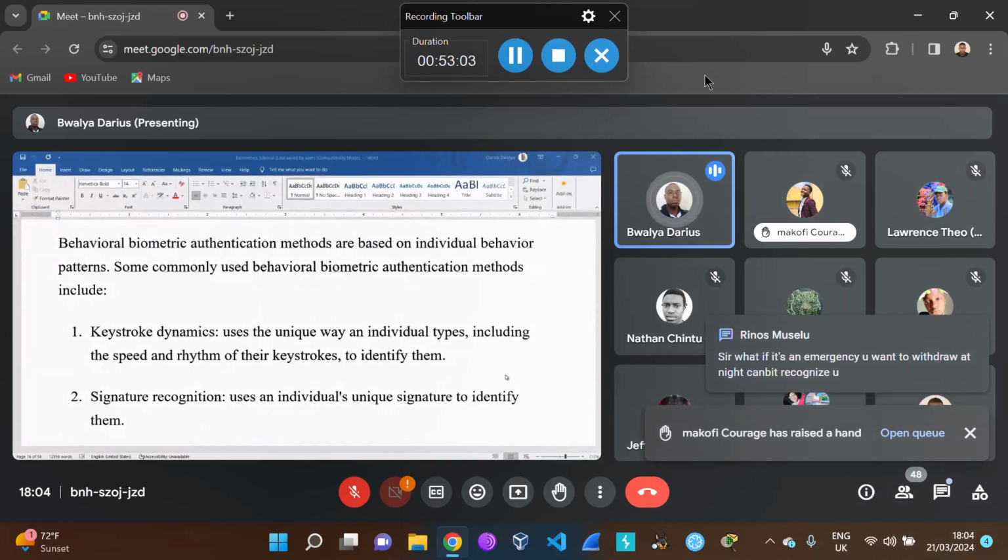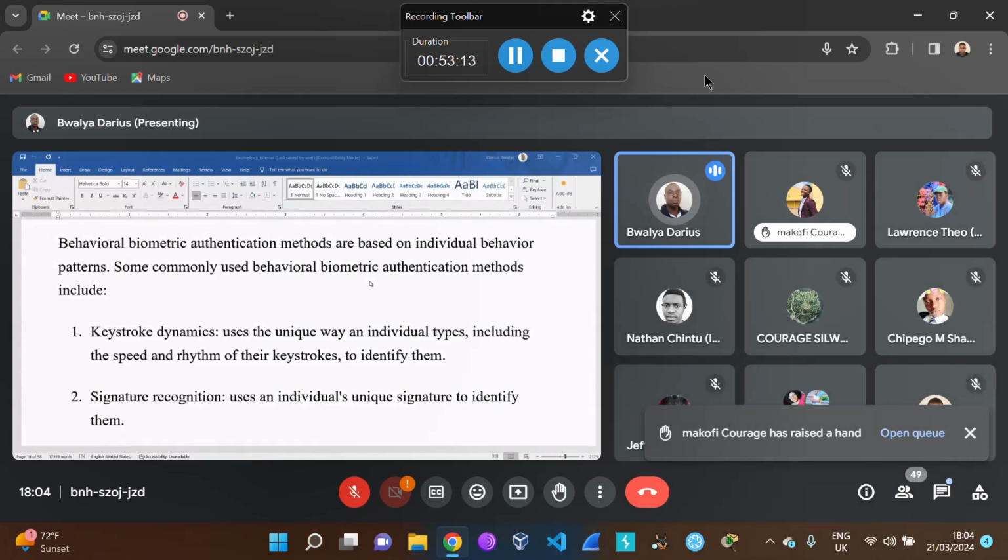But you'll see what else is considered as we learn. The pressure that you apply as you key in on the keyboard also matters. Remember, we have said that physiological biometrics are much stronger than the behavioral biometrics. You should take note. Now I was asking about signature recognition, where it may be applied.